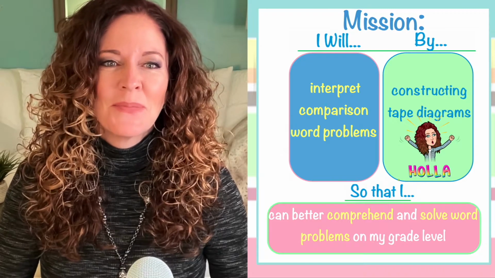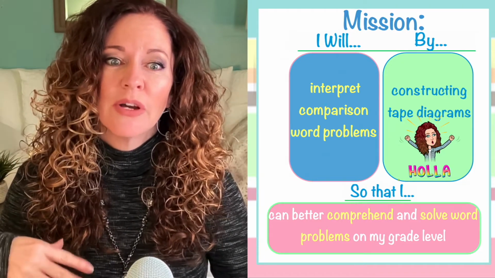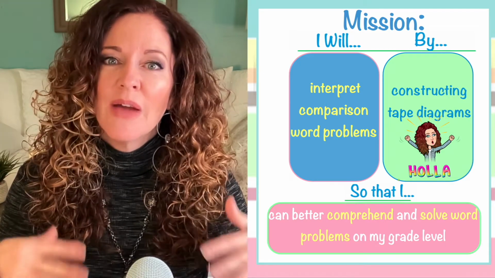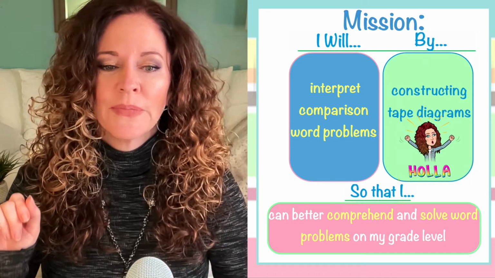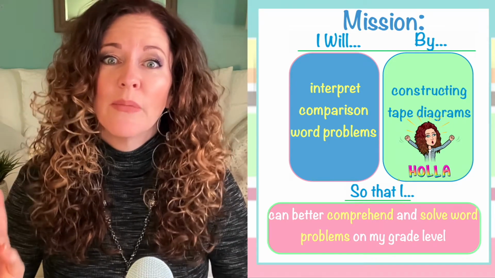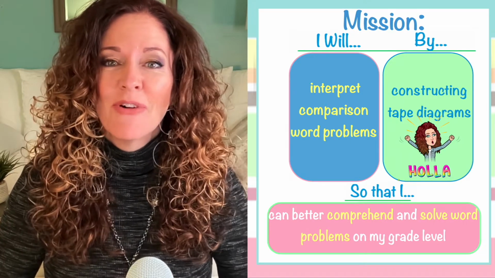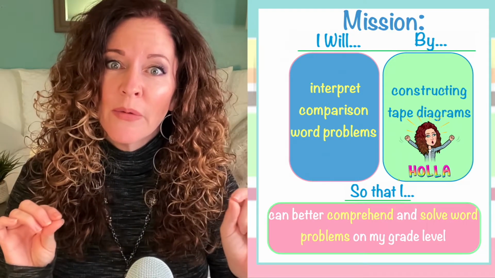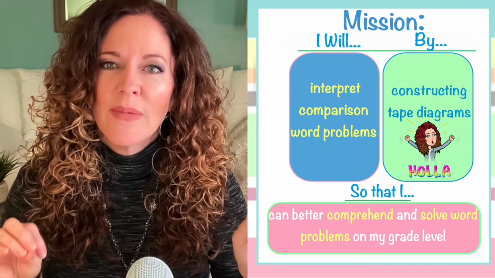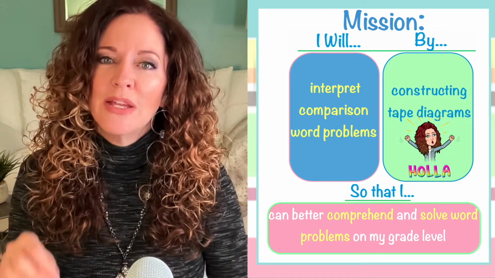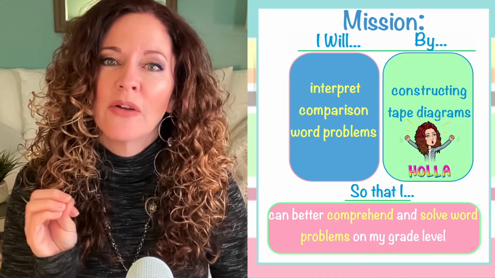Okay, so we've changed our mission up a little bit because now we're working on comparison word problems, and we're going to be building a different tape diagram. It's going to look a little different than the part-whole model. And this is also so that we can better comprehend those more difficult problems on our grade level. Remember that our numbers are small right now because we are not worried about our answer right now. We are worried about learning the model.